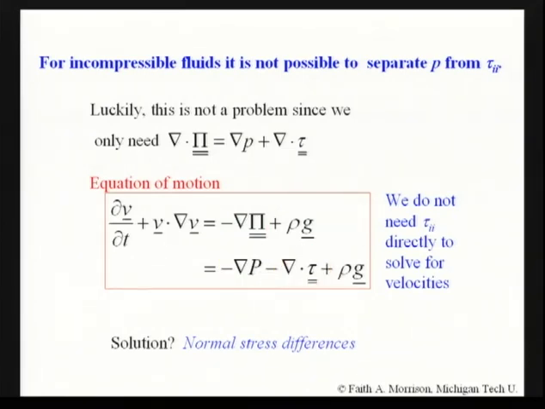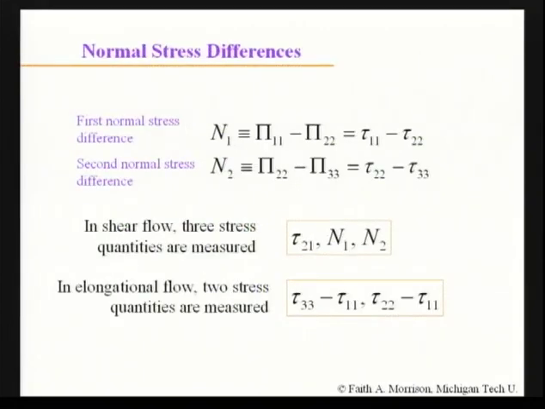So as a result, what we're going to talk about when we define what are called material functions is measurements of normal stress differences. Because the pressure is the same along the diagonal, pi 11 minus pi 22 is the same as tau 11 minus tau 22. And in simple shear flow, this is defined as the first normal stress difference. Pi 22 minus pi 33, there's a pressure in there, but it cancels, so that's equal to tau 22 minus tau 33, and that's called the second normal stress difference.